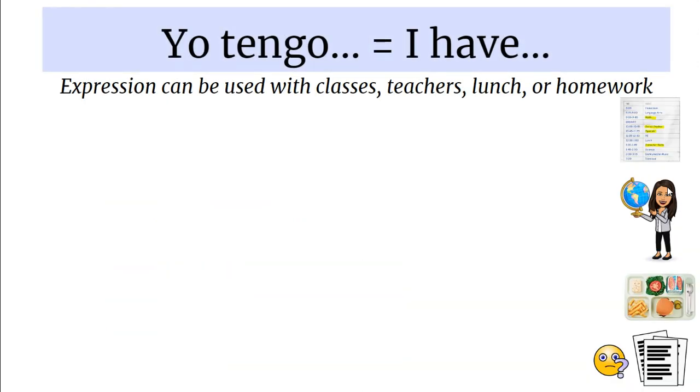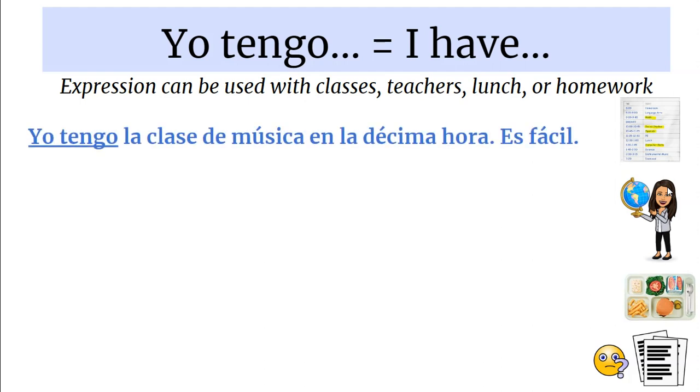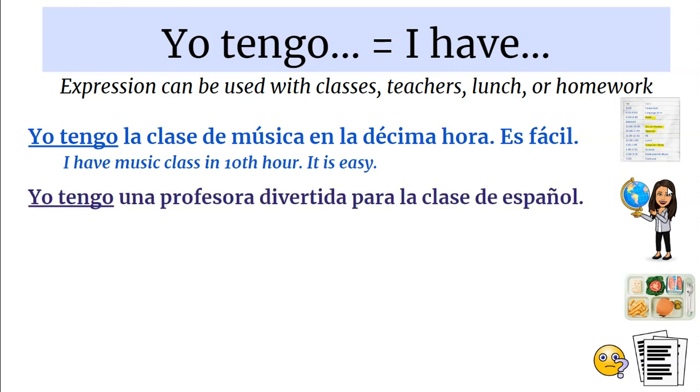You can use the phrase yo tengo to talk about classes that you have, teachers that you have, lunch, or homework. Yo tengo la clase de música en la 10ª hora. Es fácil. This means I have music class in 10th hour. It is easy. In addition to talking about your classes and when you have them, you can talk about teachers using yo tengo. Yo tengo una profesora divertida para la clase de español. I have a fun teacher for Spanish class.